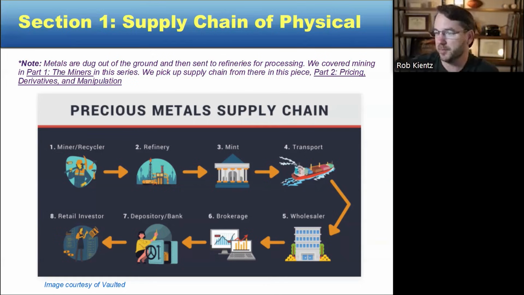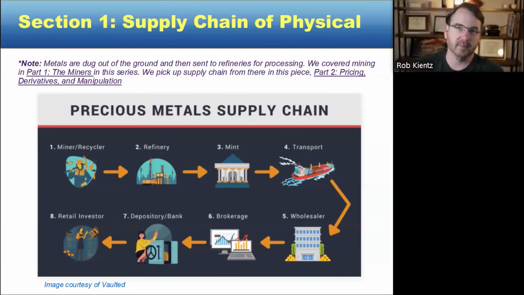We now pick up in part two the supply chain from there, and this piece, part two, pricing, derivatives, and manipulation. Now, this is a really cool image from Vaulted I've used before in presentations. And for the most part, it sums up how things work here in the US. You've got a miner or a recycler. Now, some of the stuff doesn't come from out of the ground. It's already been used, and you take in some gold and silver and you recycle it. And it basically gets put at the beginning of the process because you're going to recycle it. So it's probably going to run through a lot of the same steps.